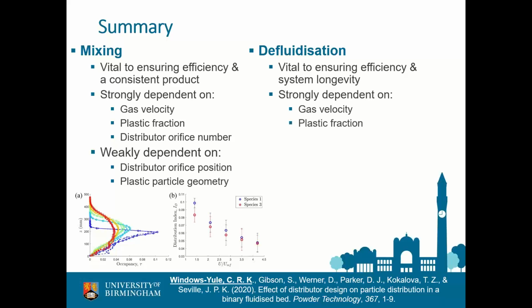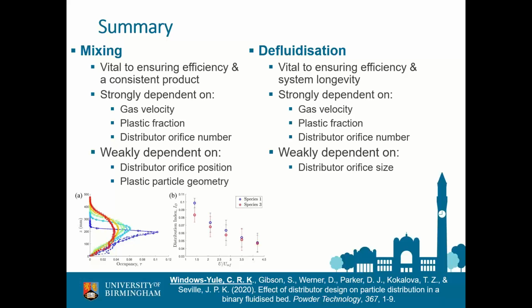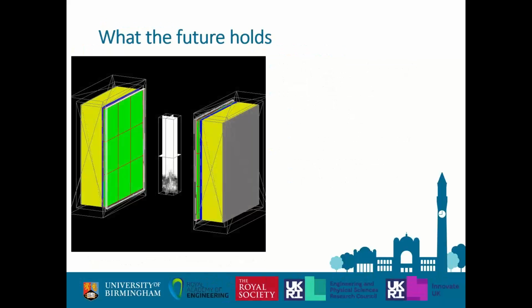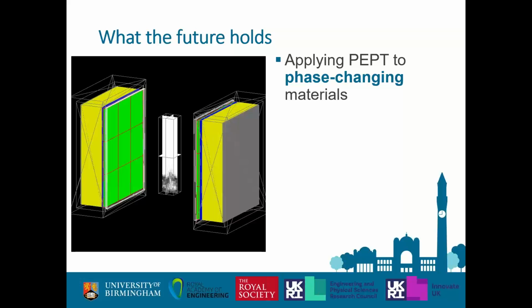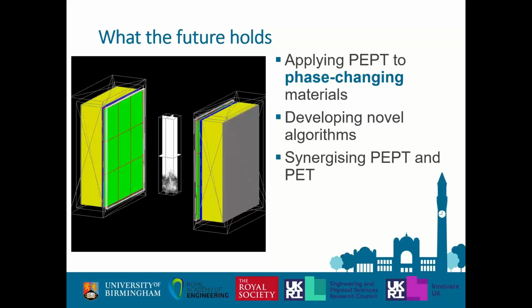Just like the other one, very strongly dependent on gas velocity, plastic fraction, and the number of orifices in our distributor plate, but almost entirely independent of the size of the orifices and the geometry of the plastics we use. As for the next work that we're going to do, we're going to look at phase-changing materials with PEPT, which is going to involve designing some novel algorithms.